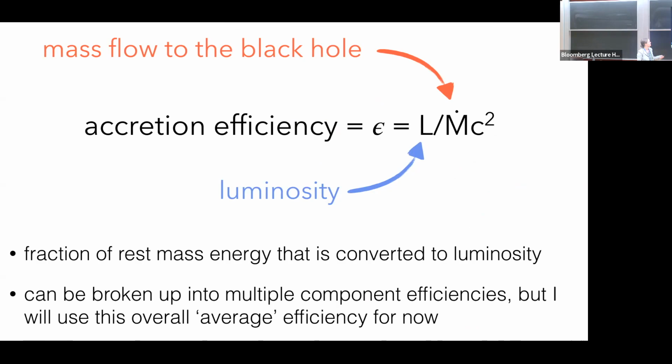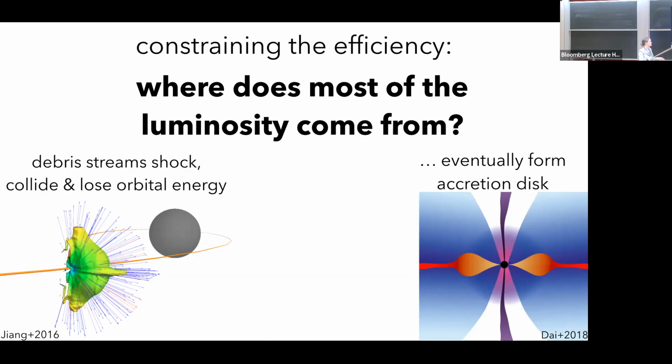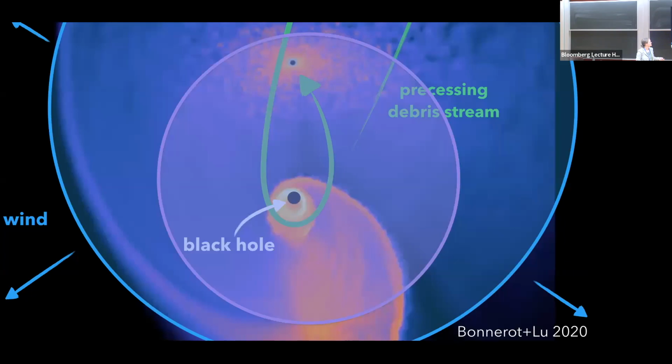And so this is also what I was talking about before, where I think that really the question that we want to ask here is where is most of the luminosity coming from? Because that's really determining the scale of the efficiency. A lot of these debris stream collision models are actually assuming that the collisions occur around apocenter. Whereas if most of the luminosity is coming from the buildup of the accretion disk and then from the disk, those are going to be at the scale of the accretion disk or the circularization radius.